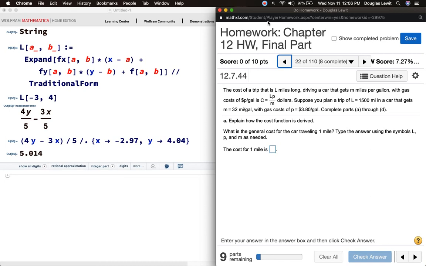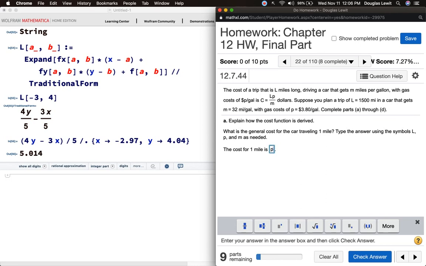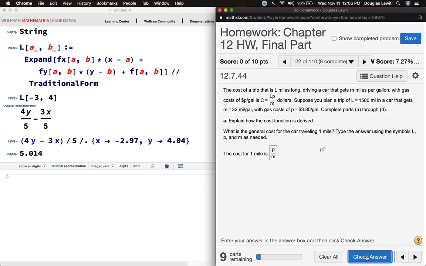Explain how the cost function is derived. What is the general cost for the car traveling 1 mile? Type the answer using the symbols L, P, and M as needed. So this is simply going to be P divided by M, because 1 times P is P, and P divided by M, we have that from the formula, so that's pretty easy.